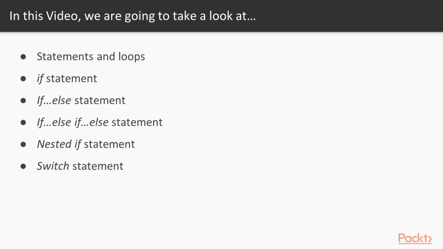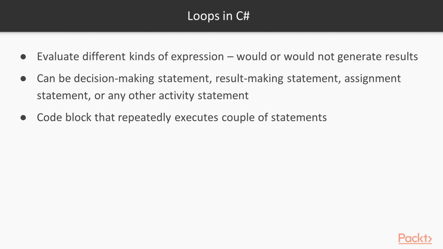In this video, we're going to take a look at statements and loops in detail. We will see the if statement, if-else statement, and if-else, if-else statement. We will also see nested if statement and switch statement. In C#, you can evaluate different kinds of expression that would or would not generate results. It can be a decision-making statement, result-making statement, assignment statement, or any other activity statement.